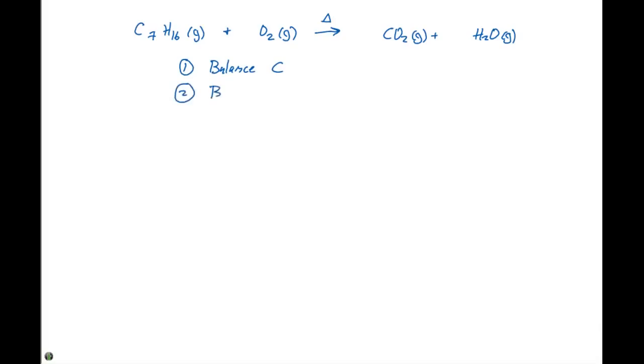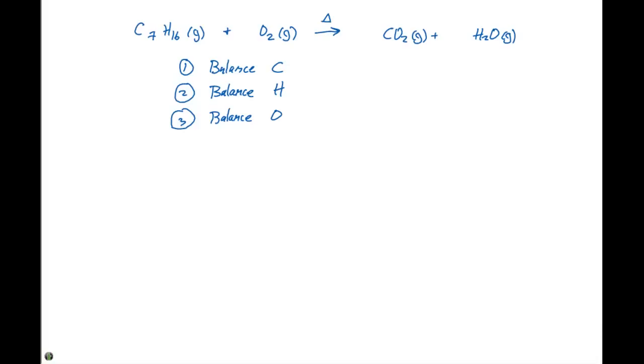Second, you want to balance the hydrogen. And third, balance the oxygen. This is going to be very, very helpful, and if you follow this order, you're going to make it a lot easier on yourself. So first we have C7H16.